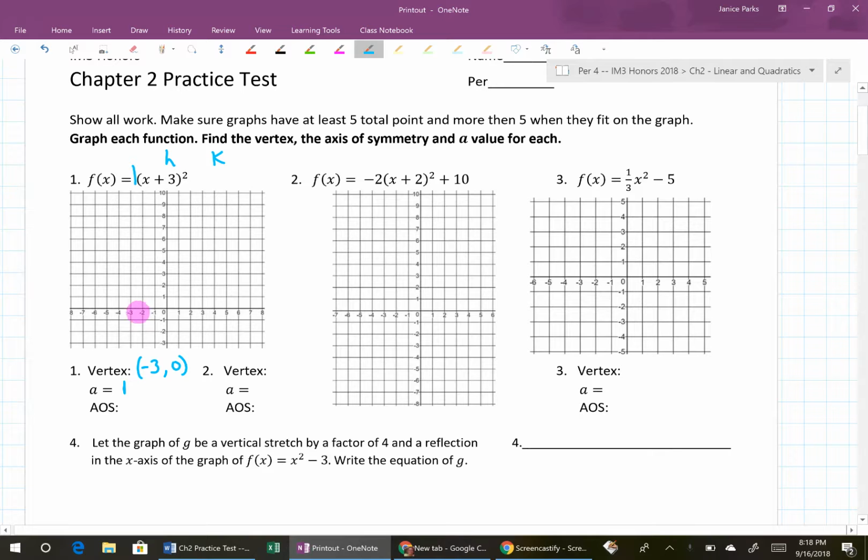So if I go to -3, 0, draw a point. Since the a value is 1, this is your standard parabola, which you should know by now. Over 1 up 1, over 2 up 4, which is 2 squared, over 3 up 9. This is from the vertex. The axis of symmetry is also x equals -3, so it's just symmetric along that line. And then you would draw in your parabola.